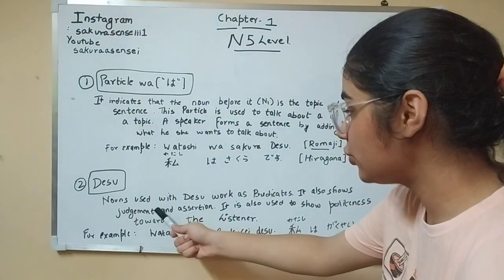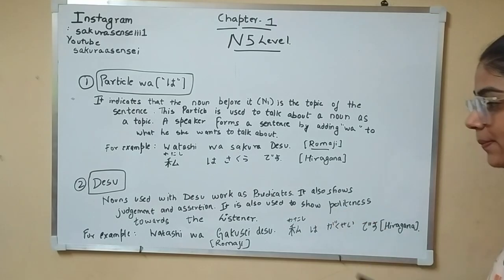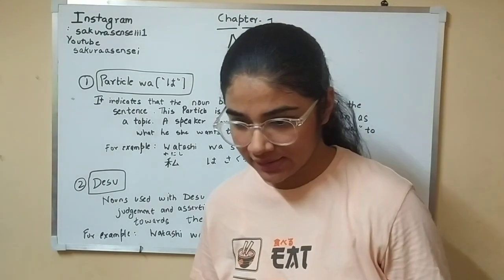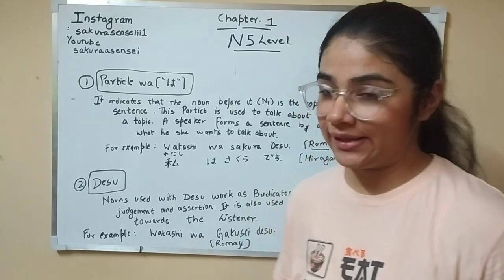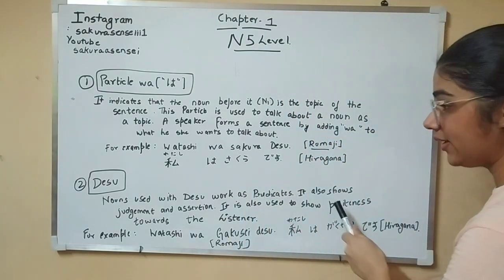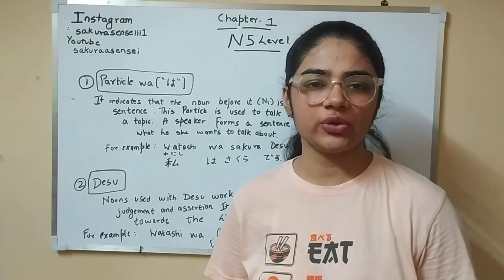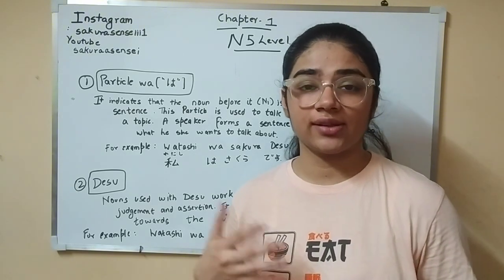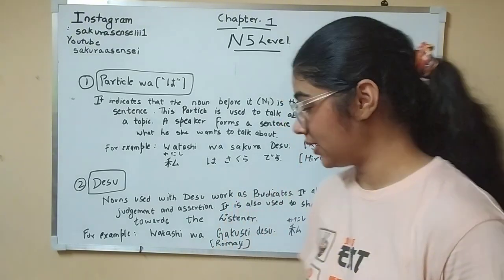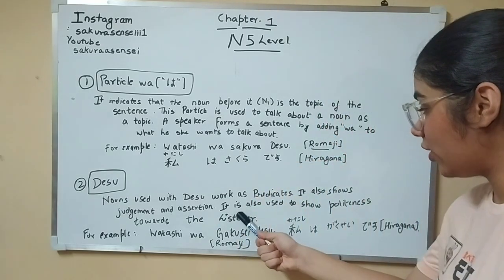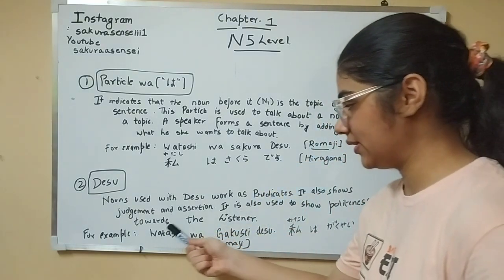Noun used with desu works as a predicate. So basically, when desu is attached to a sentence, it works as a predicate. It also shows judgment and assertion. Many Japanese people often use desu to show their assertion and judgments. And apart from judgments and assertions, it is also used to show politeness towards the listener.